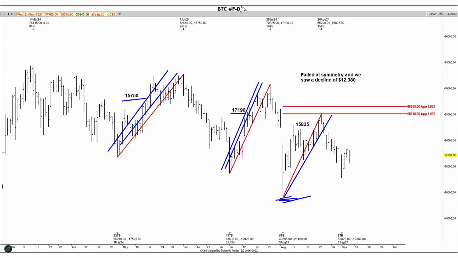All right, let's see what else we have. Oh yeah, and definitely a healthy decline of 12,380 from that. Simple symmetry. So basically, 3 clicks of a mouse can give you one of these levels. And it could be worth quite a bit, absolutely, knowing where these come in.